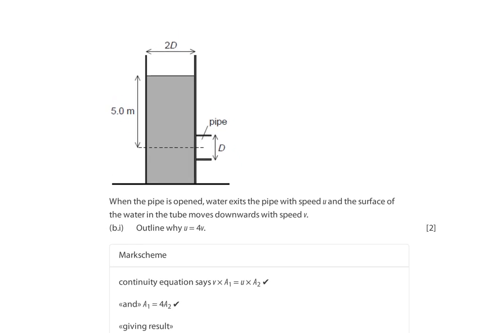And it says the pipe is opened, the water exits the pipe at speed u, and the surface of the water moves downward with speed v. So let's label that in. We have a downward water level speed of v, and an outward water speed of u. It says to show u, the speed of the water coming out of the pipe, is 4 times v, the speed that the water level is dropping.